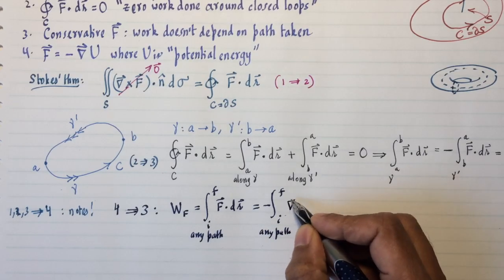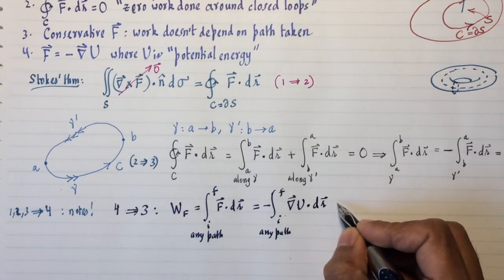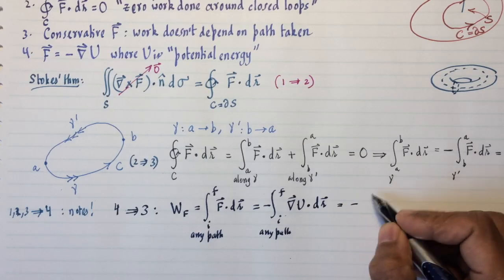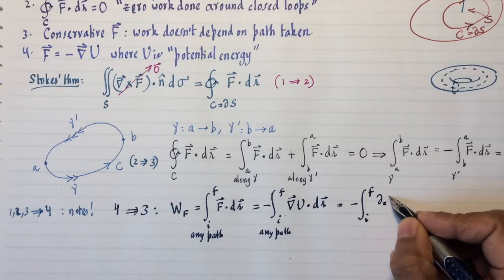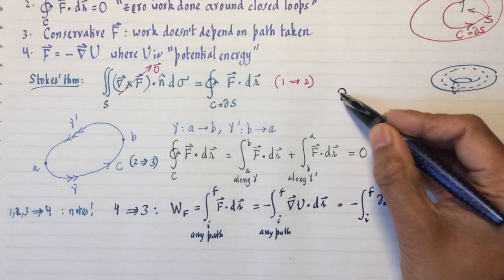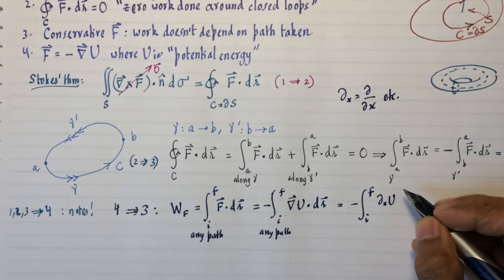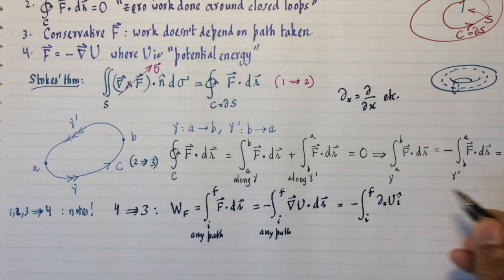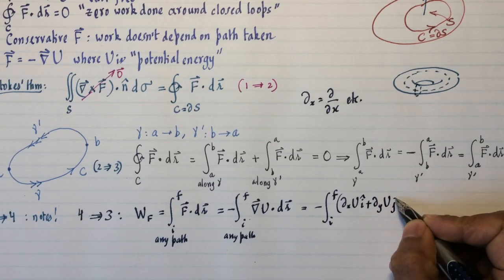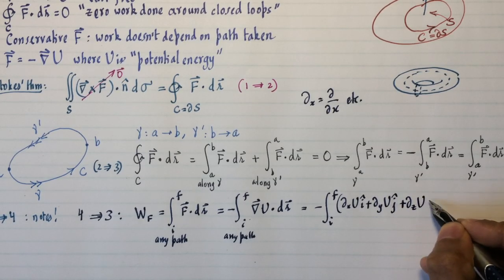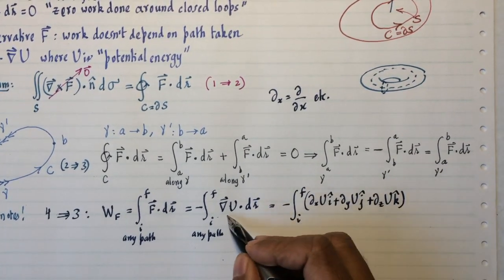The gradient of u dot dr. So let me expand this. The gradient of u is del x u. When I say del x, just notation here, del x means del by del x, etc., to save space. So it's del x u i hat plus del y u j hat plus del z u k hat. That's the full expansion of the gradient function, this one here.